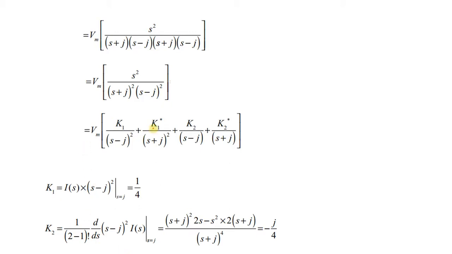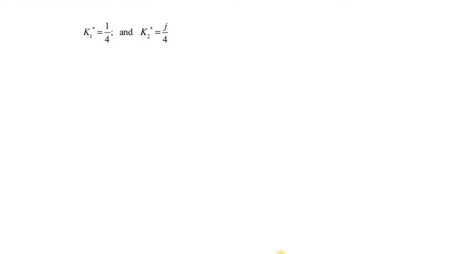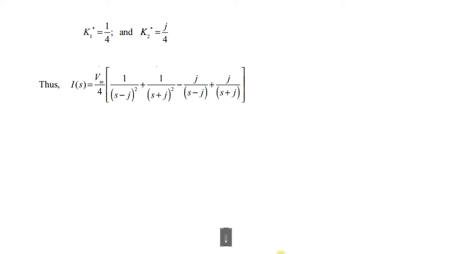To find the values of k1 dash and k2 dash, simply take the complex conjugate of k1 and k2. Here no imaginary term is present in k1, so k1 dash is equal to 1 by 4. For k2, minus j by 4 is present; if I take the complex conjugate, it results in j by 4. So k1 dash and k2 dash values look like this. If you substitute the values of k1, k1 dash, k2 and k2 dash in the above equation of I(s), now you take the inverse Laplace transform.